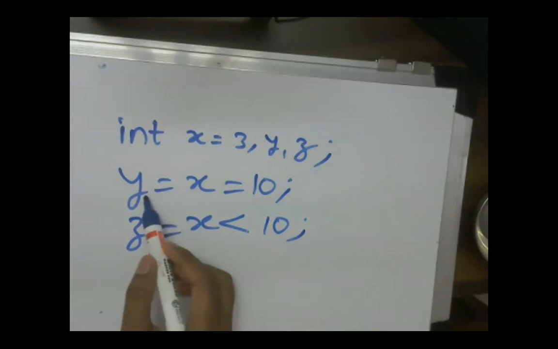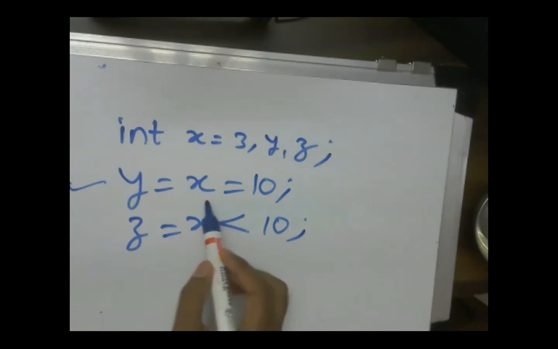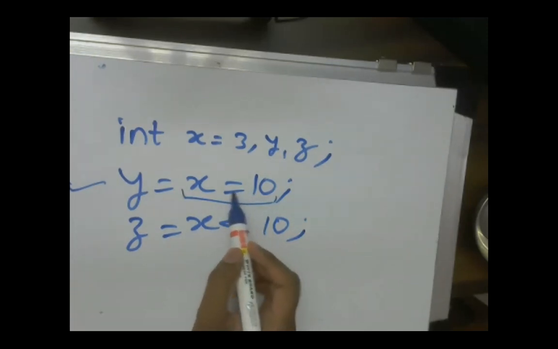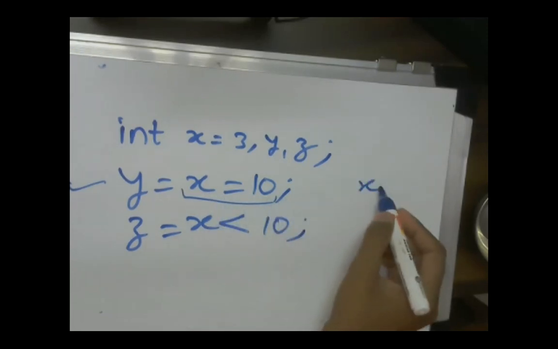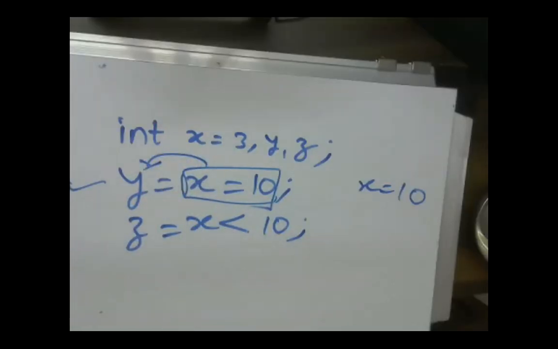Out of this, first consider the first one, y = x = 10. Which one gets executed? x = 10 will get executed, because if you see the associativity of equal to, it is right to left. So the rightmost has the highest priority. So x = 10, and the value of x becomes 10. Got it? Y is also 10. Whatever the value here, it is again given to y, so y also becomes 10.